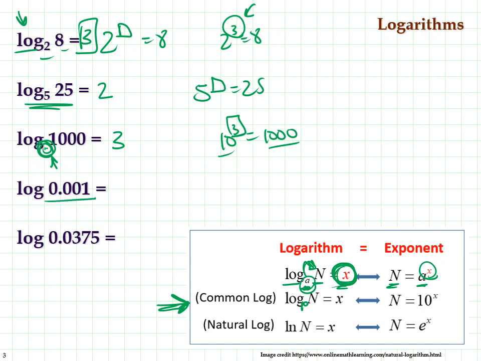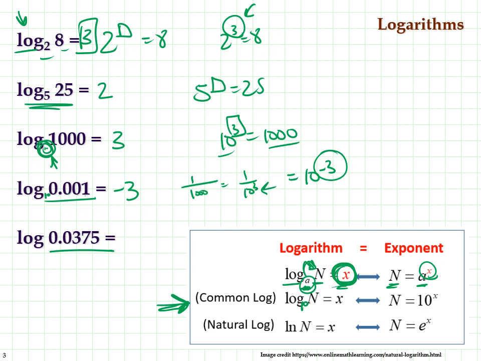How about if I have 1,000th? This is the same thing as 1 over 1,000, or 1 over 10 to the 3. Remember that if you have exponents in the denominator, that's the same thing as a negative exponent. So 0.001 is going to be a negative 3 power on a 10. So the common log, or log base 10 of 1,000th, is negative 3.